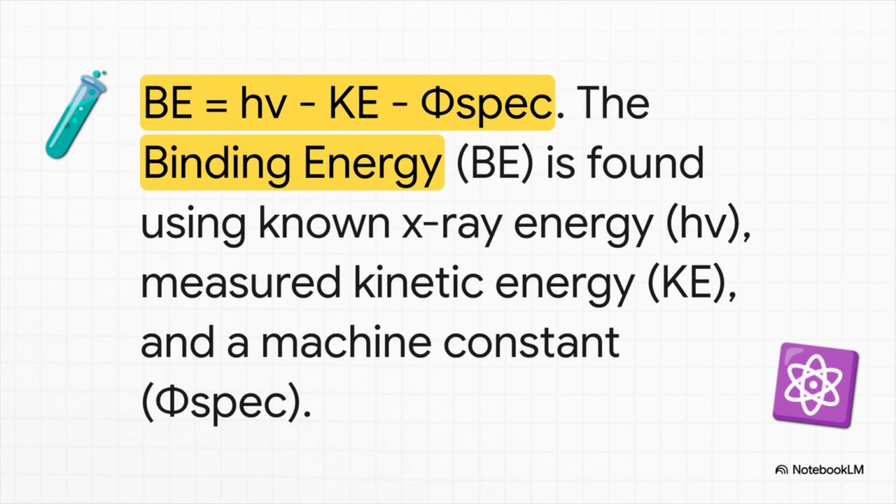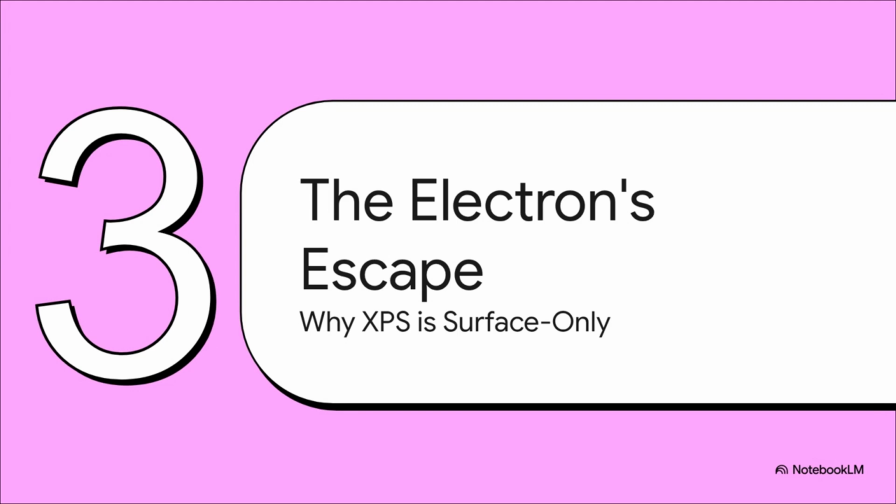It really is that straightforward. Okay, so we use an X-ray to kick an electron out of an atom. Got it. But why does that only tell us about the surface? I mean, the X-rays go deeper than that, right? Well, the answer is all about the, let's call it, perilous journey that electron has to take to escape.